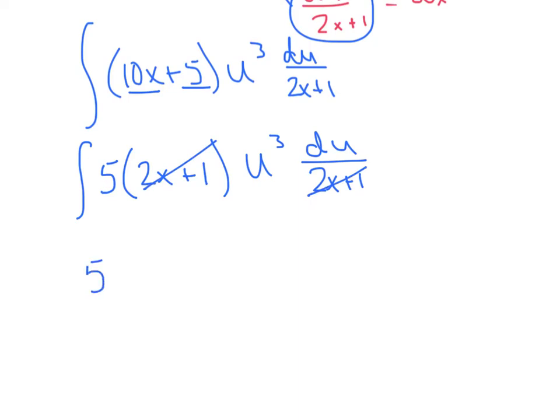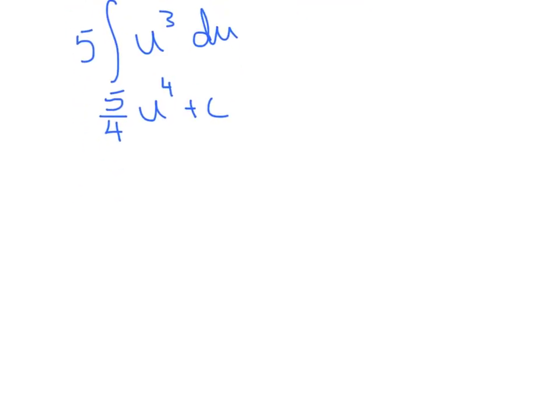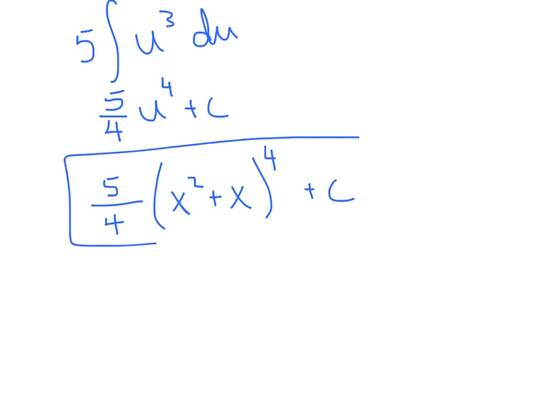We've got a coefficient of 5. We're integrating u cubed with respect to u. Antiderivative is u to the 4th divided by 4. Therefore my coefficient is 5/4. And last but not least, let's rewrite our answer in terms of x. So we've got x squared plus x, all raised to the 4th plus c. There it is, ladies and gentlemen. Hey, let's go get one more.